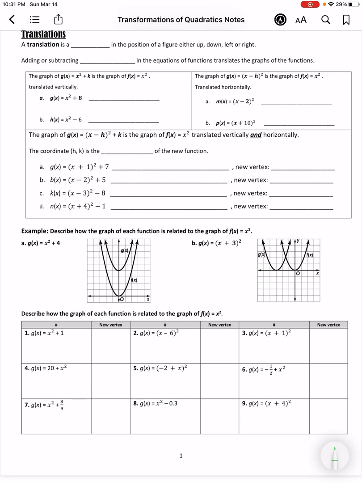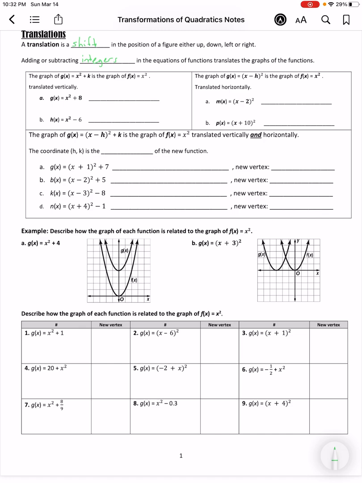Remember, a translation is a shift in the position of a figure, either up, down, left, or right. So we're not changing the figure at all, we're just moving the figure. Adding or subtracting integers in the equations of functions translates the graphs of the functions. What we're going to be doing is looking at the original, or the parent function. A parent function is the most basic function of a quadratic, which is just simply x squared.